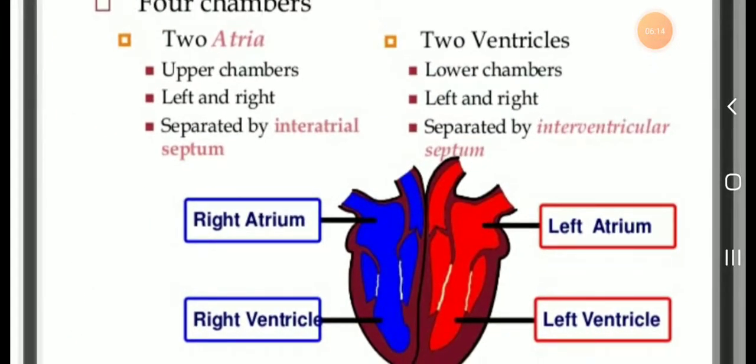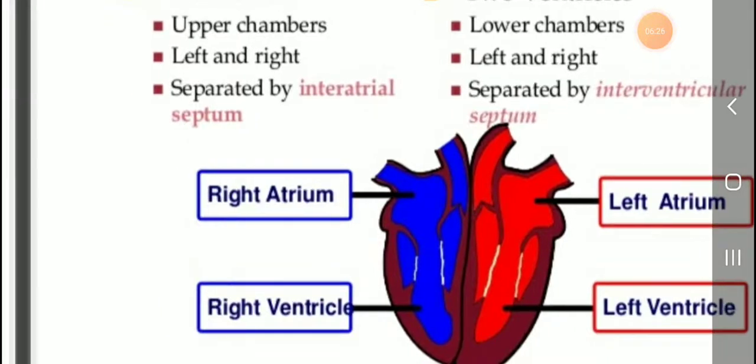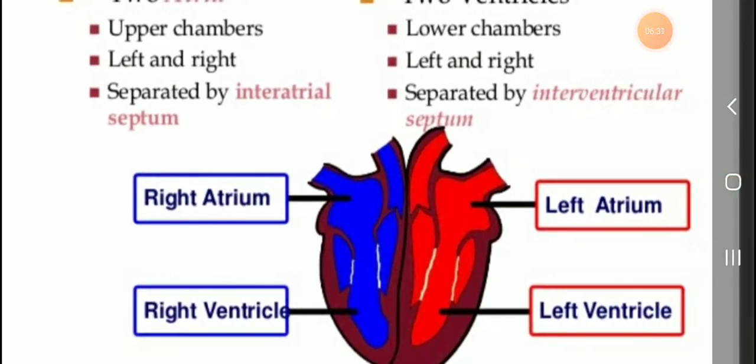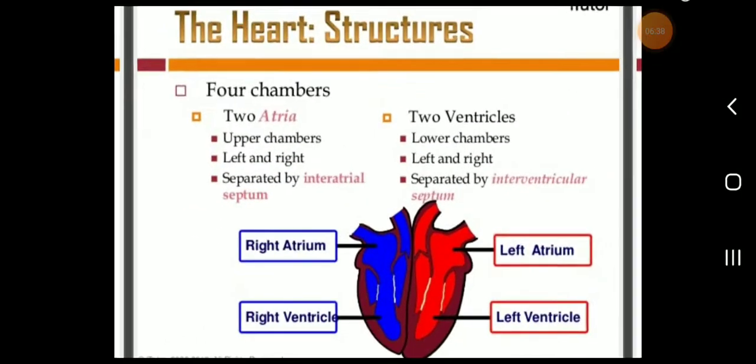Next, right atrium, right ventricle, left ventricle. There are four chambers of the heart. The human heart has four chambers. What are the four chambers of the heart? See, students, listen. What are the four chambers of the heart? Right atrium, right ventricle, and left ventricle. Four chambers of the heart.